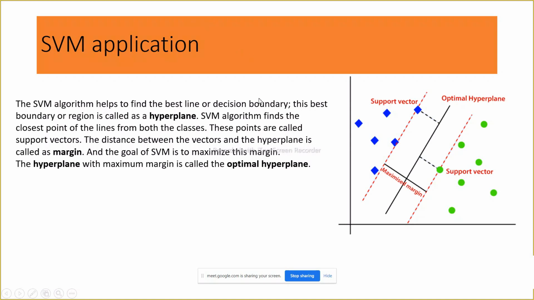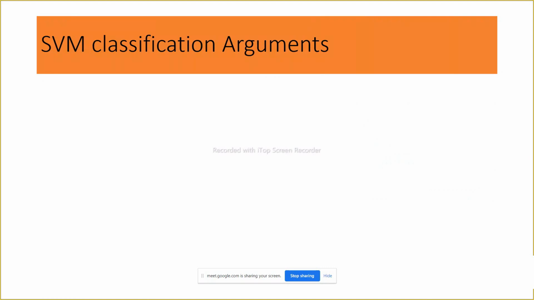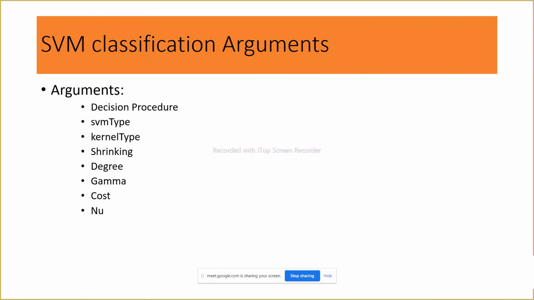Basically, when we use the support vector machine, we also need to know some arguments about it. When you want to work with the Google Earth Engine platform, we need to know all of these arguments: the decision procedure, support vector type, kernel type, shrinking, degree, gamma, cost, and the nu function. We need all of these arguments when we run the support vector machine using the Google Earth Engine platform.